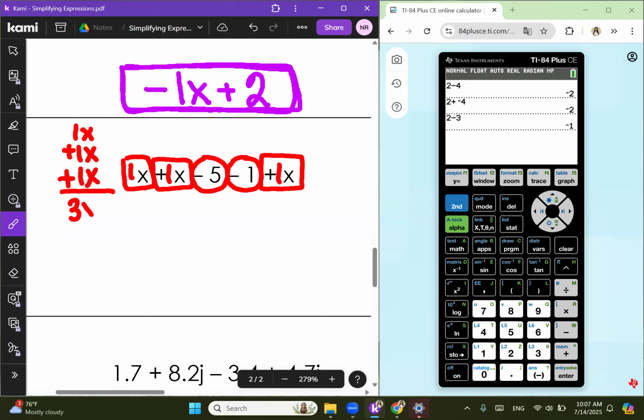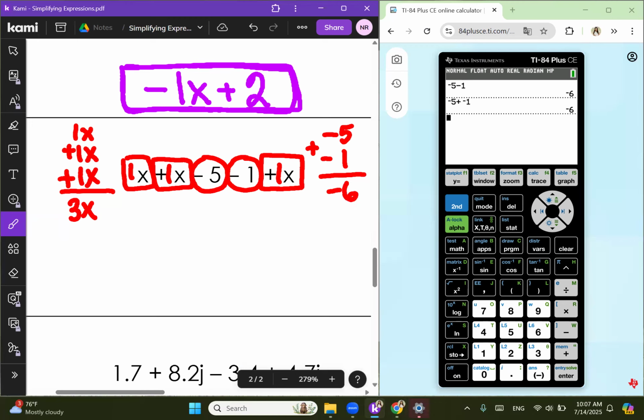Hopefully you don't have to do that in the calculator, but just in case. Negative 5, minus 1. Uh-oh, we have two negatives here. This is one that I can see a lot of students messing up. You could type it in as negative 5 minus 1, or you can type it in as negative 5 plus negative 1. Either way, it gives you the same answer. So that gives us negative 6.